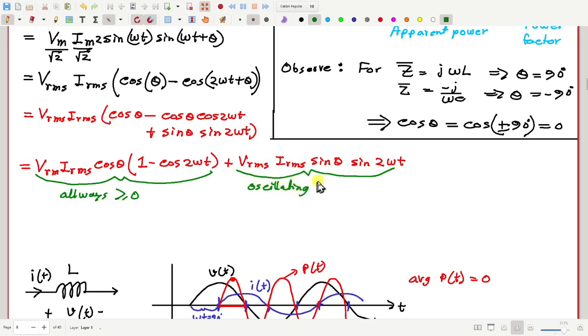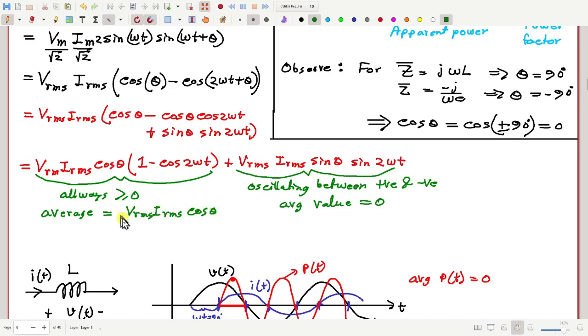Oscillating between positive and negative values. And for this, the average value is 0. Average value of sin 2 omega t will be 0. But for the first term, how much is the average value? For the first term, the average value will be Vrms Irms cos theta. That is basically the overall average power.